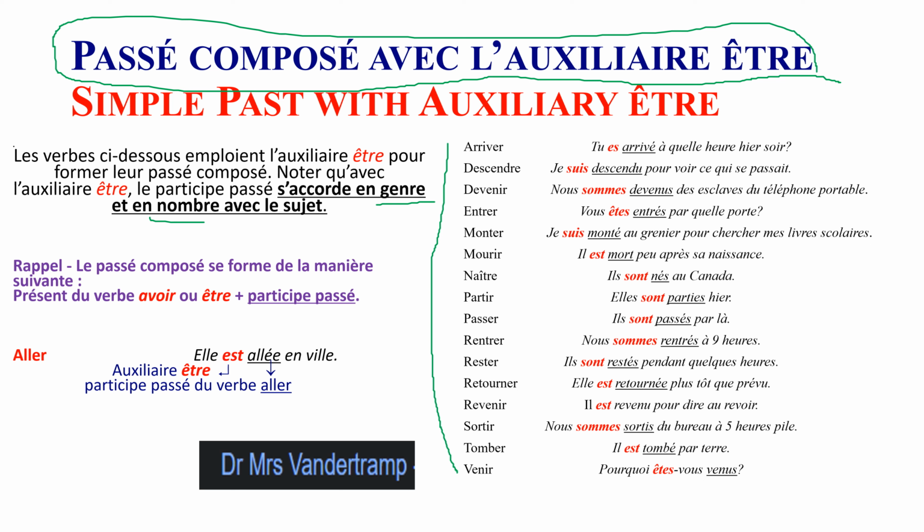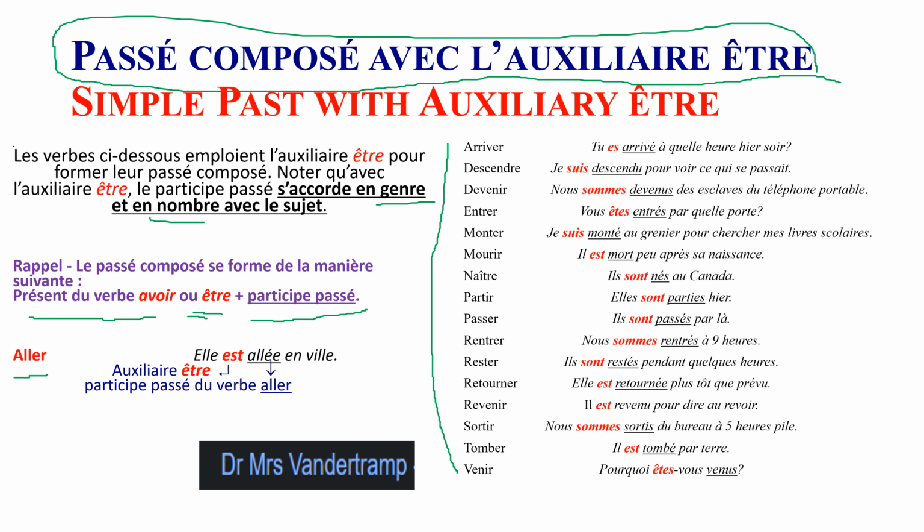Okay? So, how do we have le passé composé? We take le présent du verbe avoir ou être, and then we add the past participle. Here, obviously, we are dealing with verbs that are conjugated with être, therefore we're going to take le présent du verbe être, we add the past participle, and voila, you have your passé composé. Let's look at this example here.